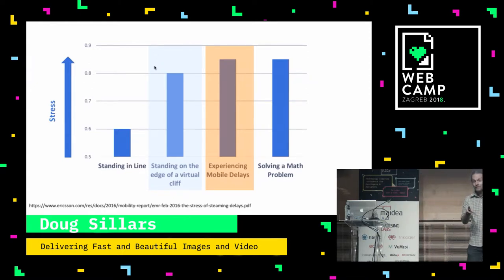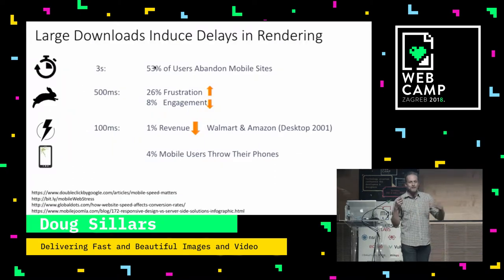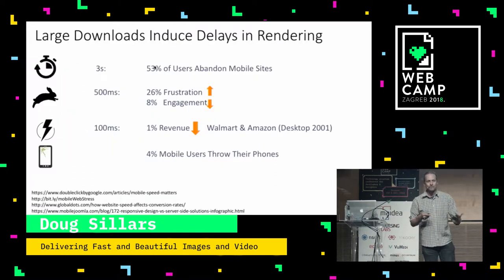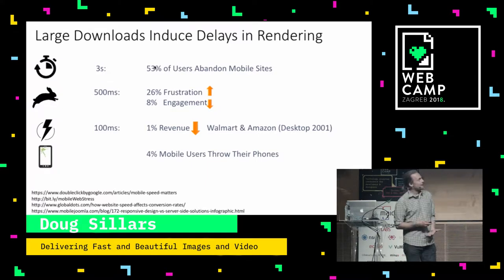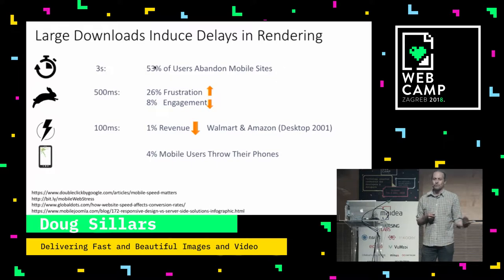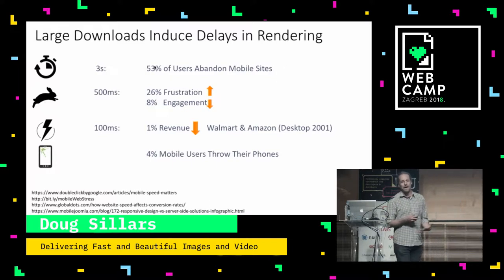So that feeling you all felt 90 seconds ago is what your customers feel when you build something that's slow. We want to avoid that, because when people are uncomfortable, they stop using your service. Google found that a 3-second delay causes 53% of users to abandon mobile sites. Another study found that a 0.5-second delay increases frustration and lowers engagement.